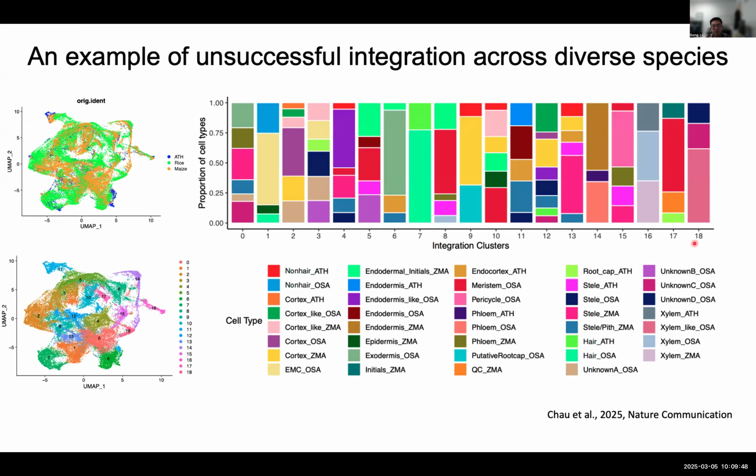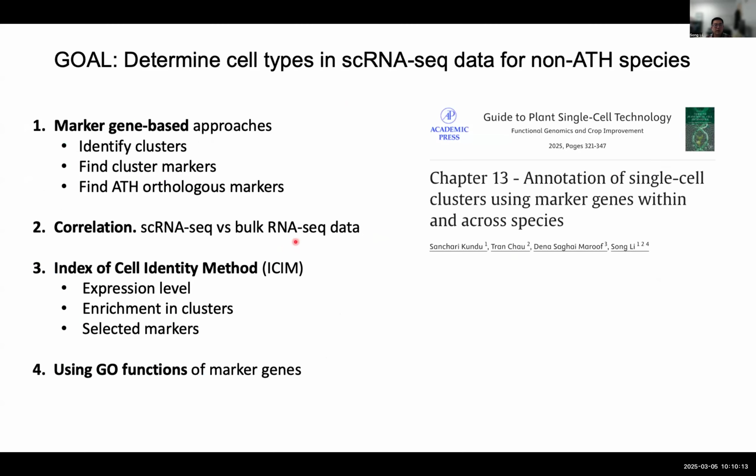Out of 19 clusters, only 2 of them are homogeneous clusters, which means they are from the same cell type from 2 or 3 different species. All other clusters in this integration come from different cell types, different species, there's just a mix of different cell types. That's why we think this is not a very successful integration. And so with that, we move on to using other approaches for doing across species single cell type annotation.